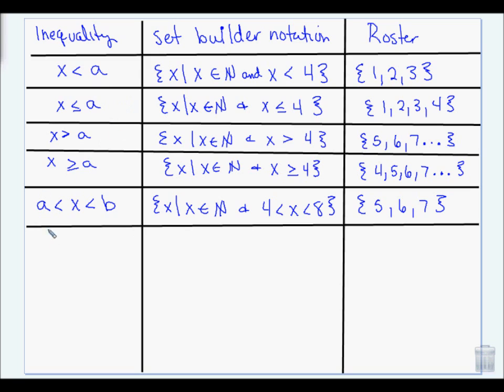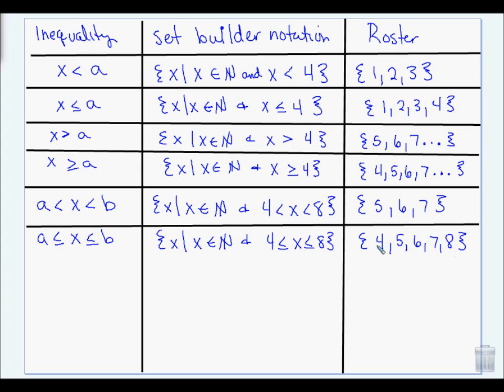If I have A is less than or equal to X is less than or equal to B, so we'll do 4 is less than or equal to X is less than or equal to 8. So this time, you're actually going to include 5 comes after 4, not 6. So you'll actually include the 4 and the 8.